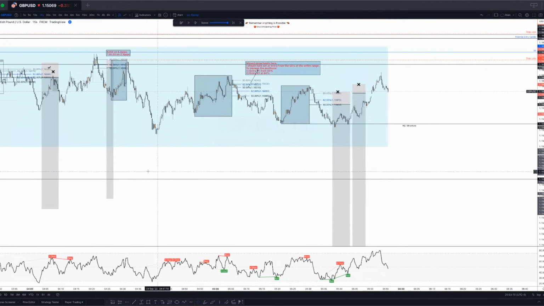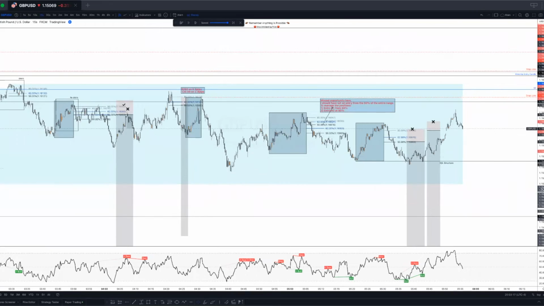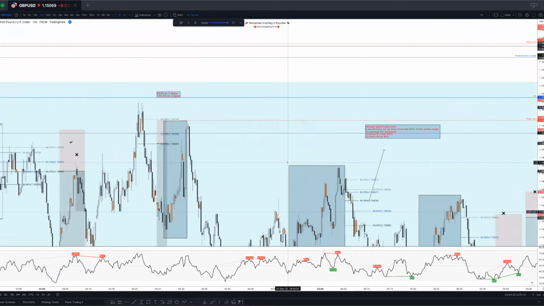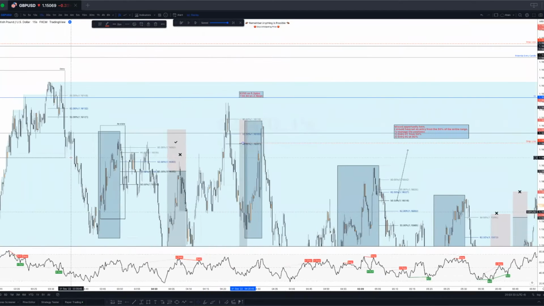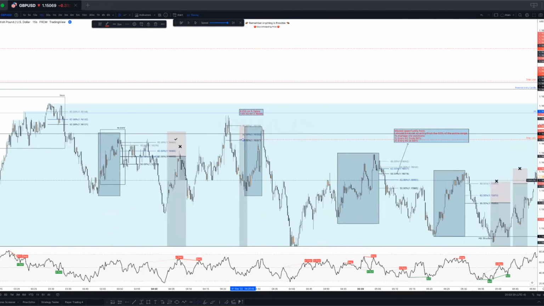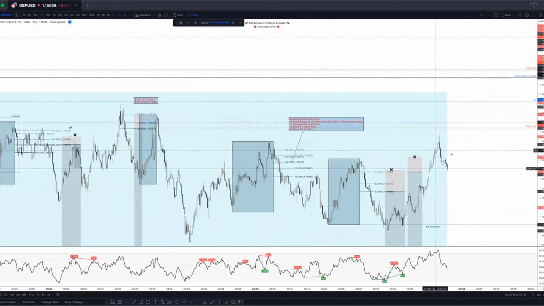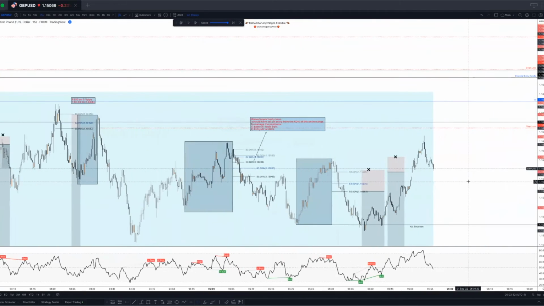I am in this trade, so I am at break even. I forgot to move my stop to BE. So did I get stopped out of this trade? No, I didn't get stopped out on that trade yet, but I'm at BE.